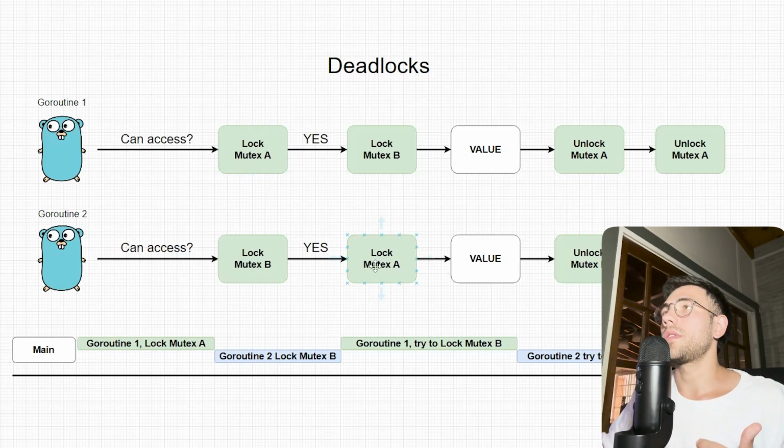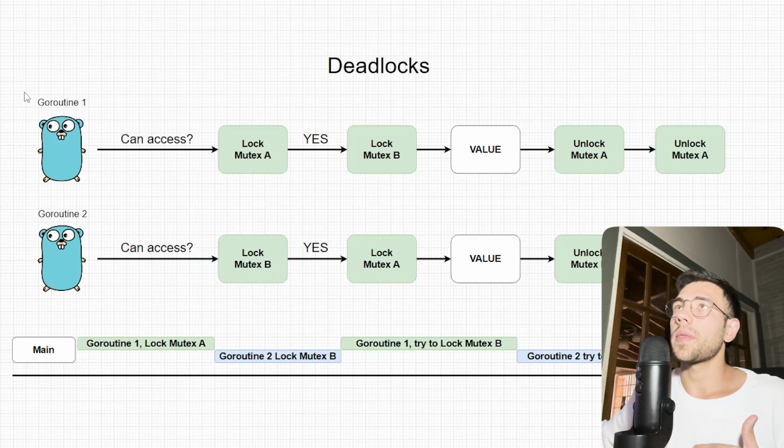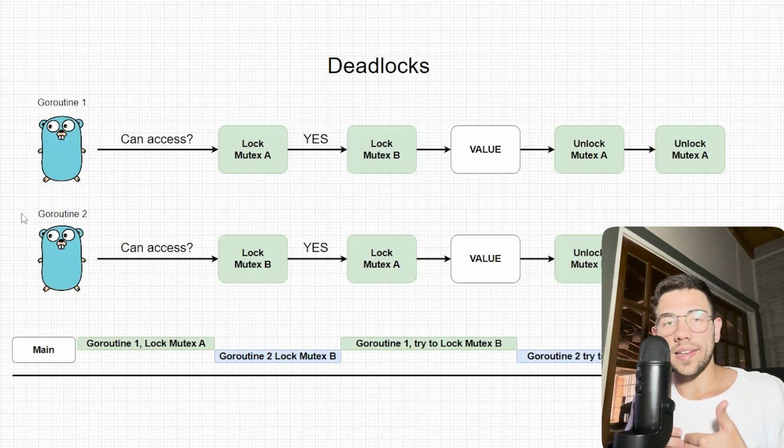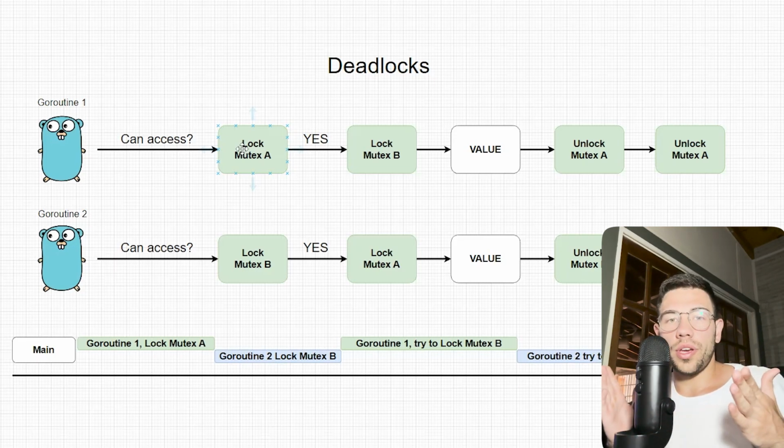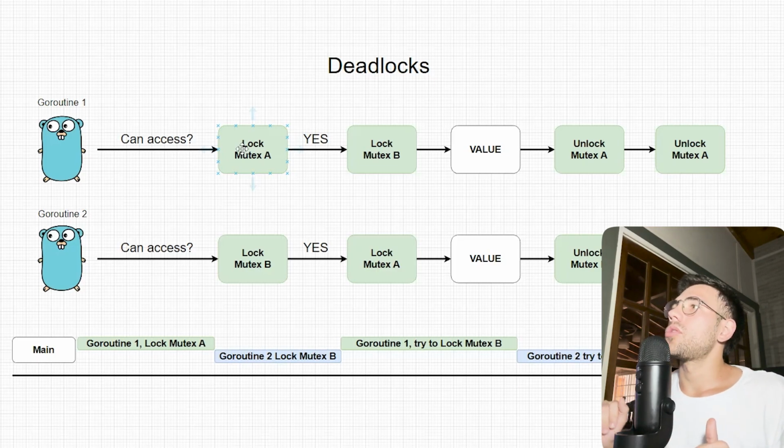If we use the mutex A first here, the coroutine number 1 can execute completely, and then the coroutine number 2 will execute completely again. But because we use this particular order of locking the mutex, we are producing a deadlock. So now we will see this example in code.